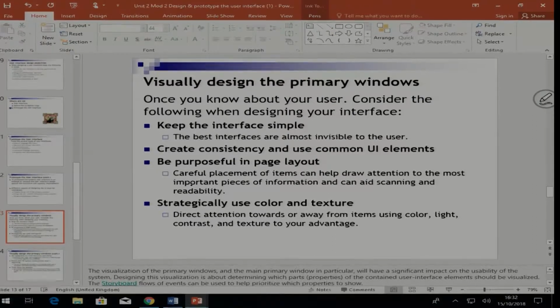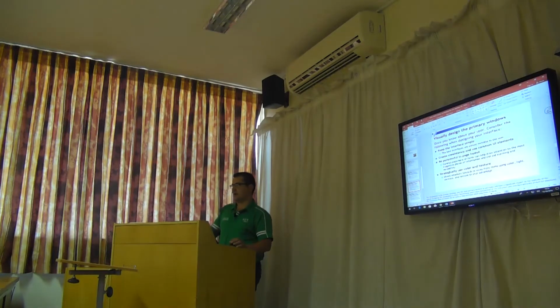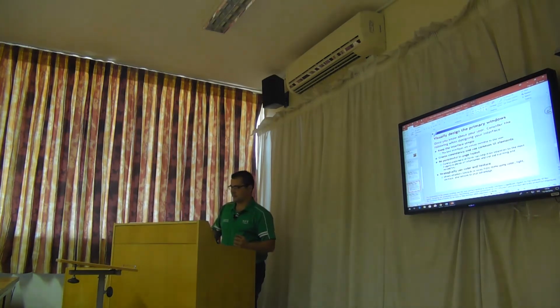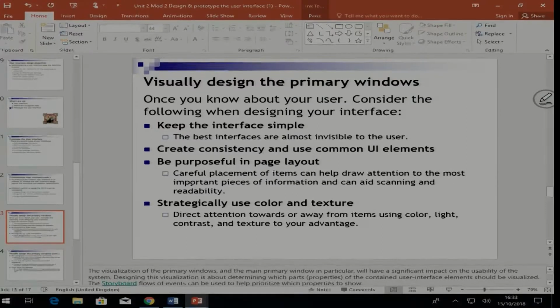So there's a few things which we might need to consider and which we can incorporate into our design of our primary windows. We must keep the user interface simple, not make it overly complex. If you look at that ATM structure, you have basic options on the left and a few on the right hand side, where you have buttons on the side to make a selection of it. Then you must create some consistency and use common user interface elements in order to perform it. And then be purposeful in your page layout in how you are arranging these elements.